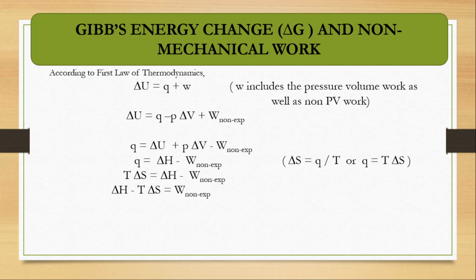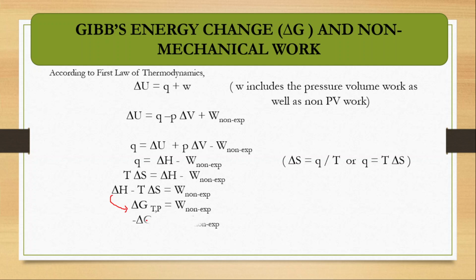Delta H minus T delta S is equal to work of non-expansion, and delta H minus T delta S can be written as delta G. Gibbs-Helmholtz equation: delta G is equal to delta H minus T delta S. So delta H minus T delta S, we have replaced by delta G here, and the work of non-expansion stays as it is.